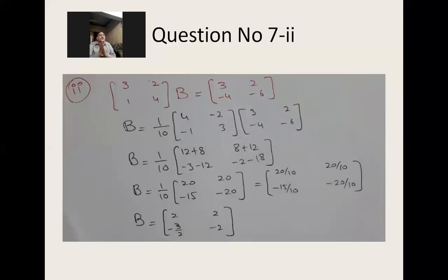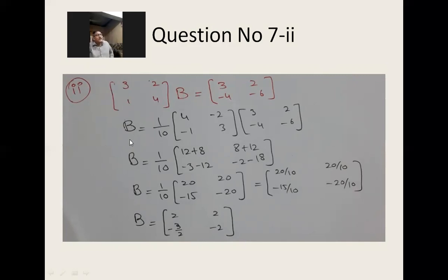So on your screen, we have the second part of question number 7. And the question was the matrix 3, 2, 1, 4 multiplied with B equals 3, 2, minus 4, minus 6. So this matrix will go to the other side, and when it goes to the other side, it becomes its inverse. Because it's on the first position on the left side, its inverse is also written on the first position.